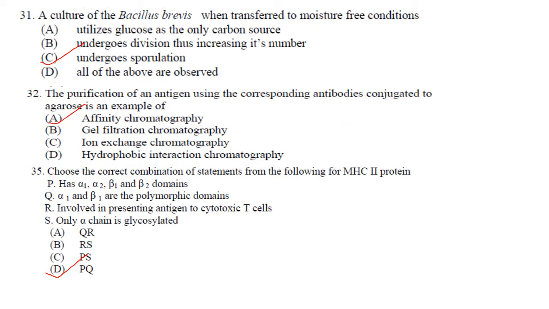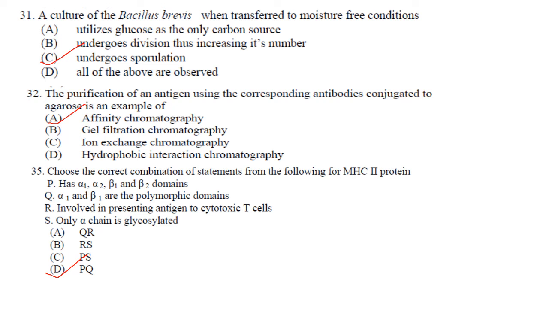Next one. A culture of the Bacillus brevis when transferred to moisture-free conditions utilize glucose as the only carbon source, undergoes division thus increasing its number, undergoes sporulation. All of the above are observed. Answer is option C. Undergoes sporulation. Because they are unfavorable conditions, that is moisture free conditions are unfavorable for Bacillus brevis growth, so it will undergo endospore formation.